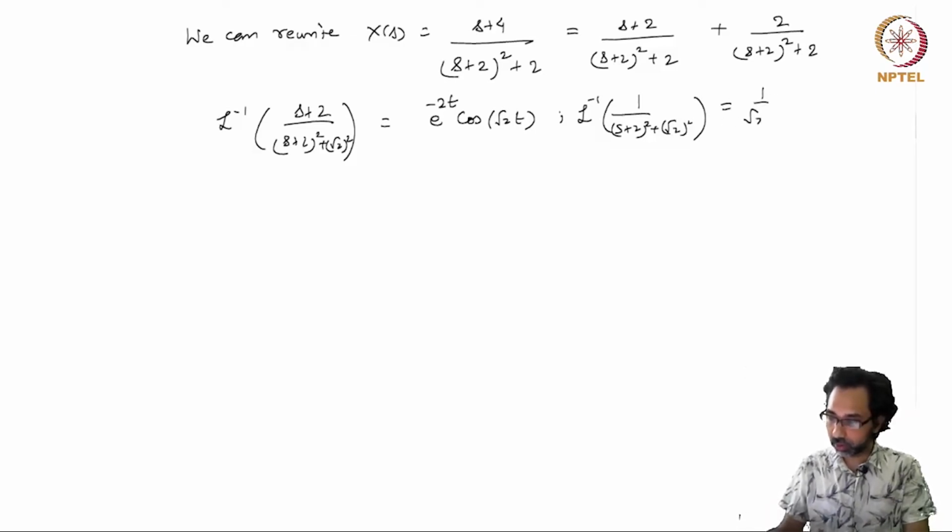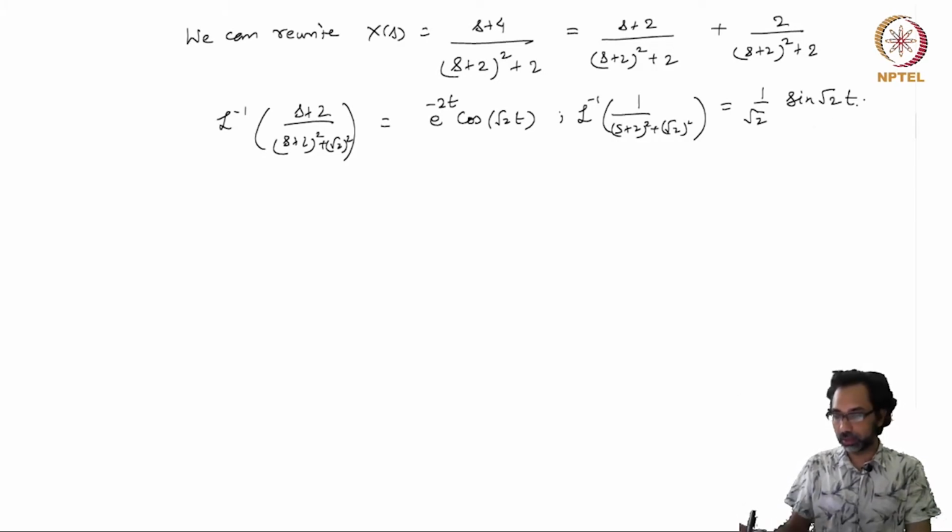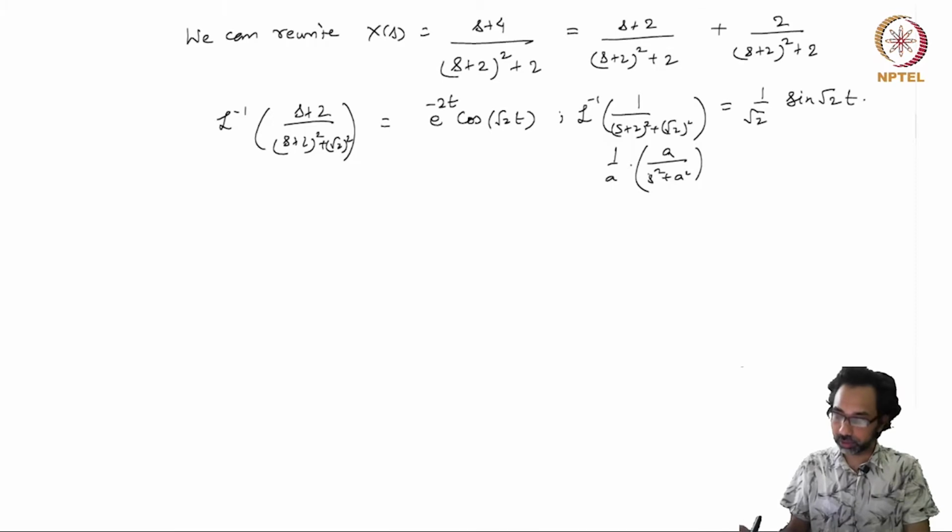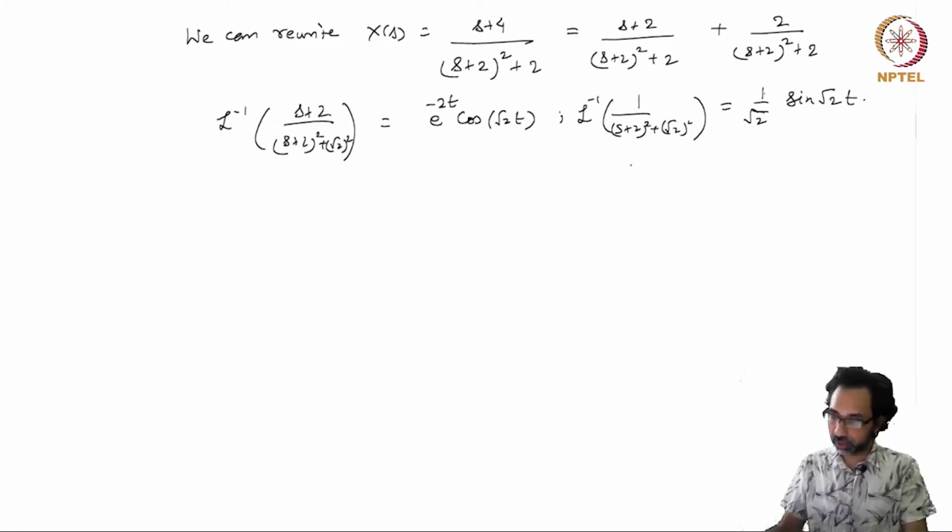1 over square root of 2 sine of square root 2 t, because this is of the form 1 over a times a over s squared plus a squared, and the inversion for this part is simply the sine function. So we get 1 over square root 2 sine square root 2 t, but again there is a shift e to the power minus 2t, because there is a plus 2 here.